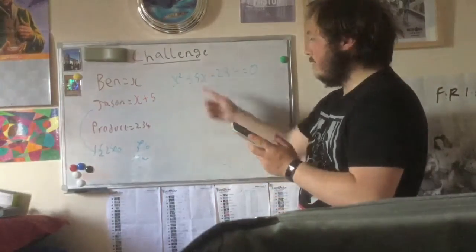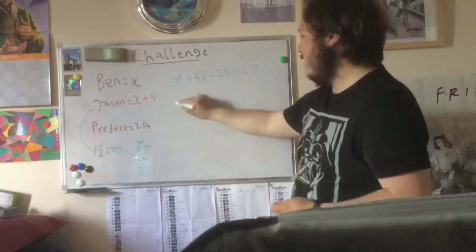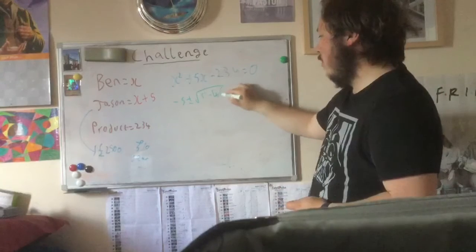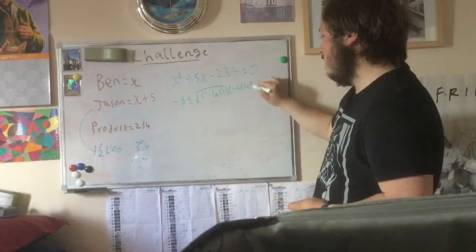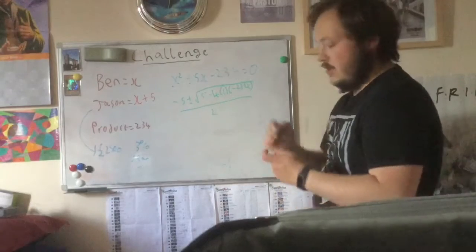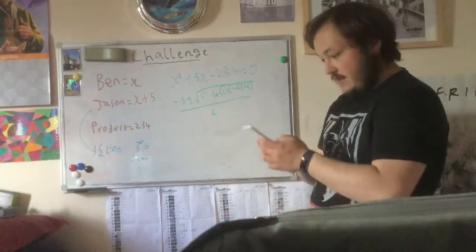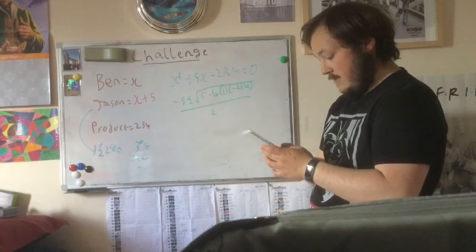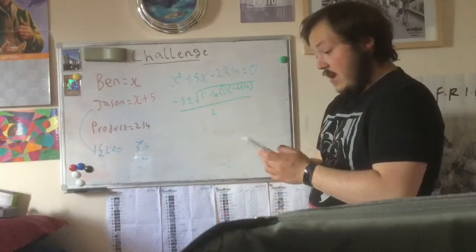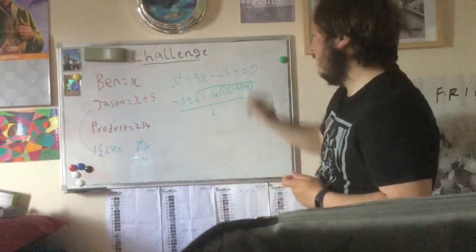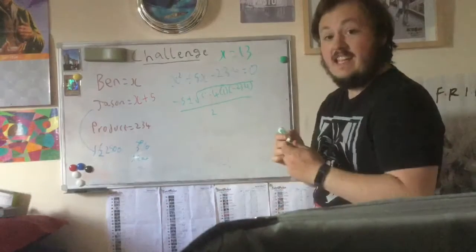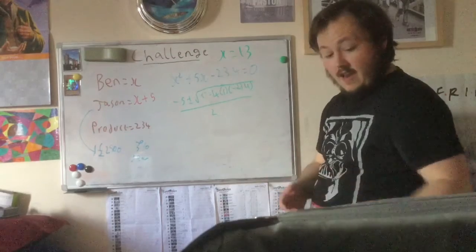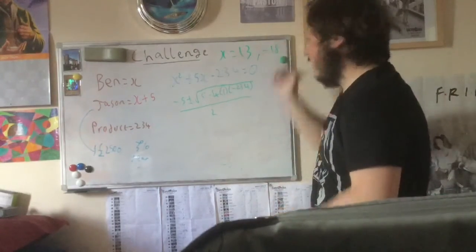So let's enter it. What you should write in your calculator is negative 5 plus or minus the square root of 5 squared minus 4 times 1 times negative 234, all over 2. So you enter that into your calculator, negative 5 plus the square root of 25 minus 4 times negative 234, all over 2, and you will get for your first number x equals 13. And the other number you should get is negative 18.